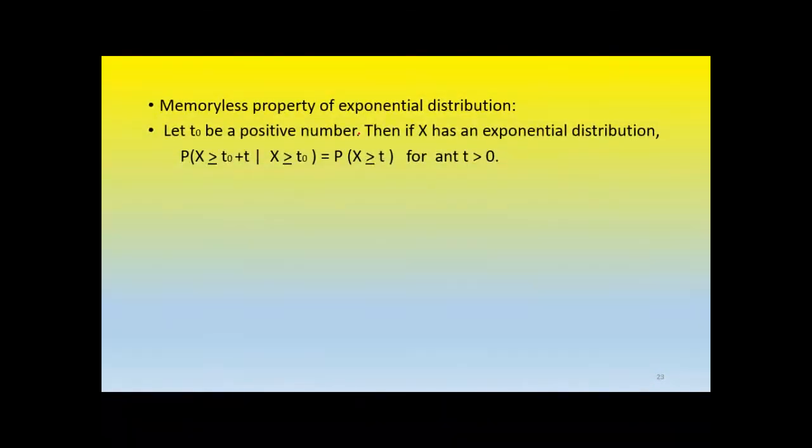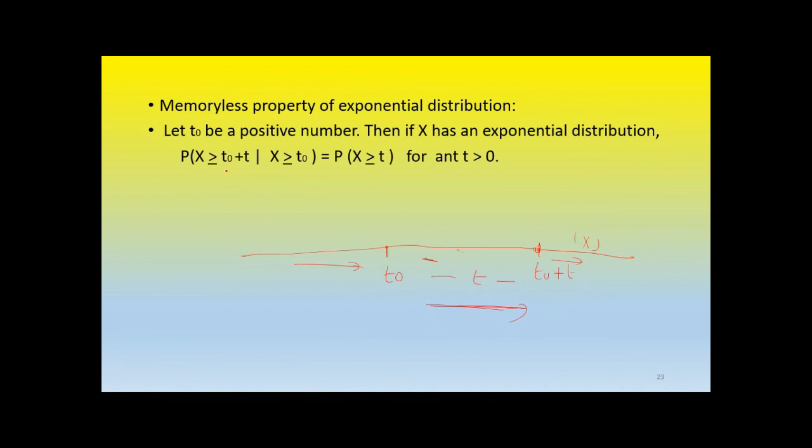There is a memoryless property. The same property is applicable for Poisson as well. Memoryless property: let T0 be a positive number. Then, if X has an exponential distribution, what does it say? On the real line, note down this point T0, and when you add t, this is the point T0 plus t. So this distance is called small t. The probability that X is greater than this value, given that it's already greater than T0, is the probability of X greater than t.